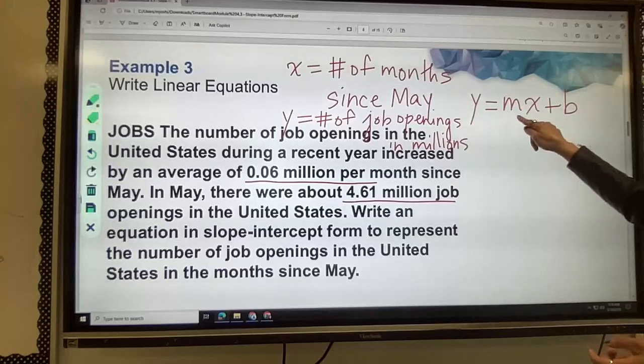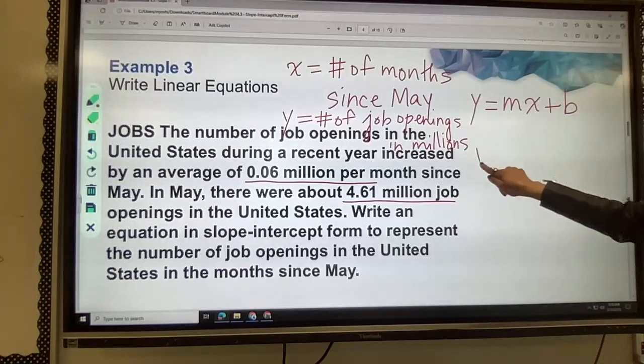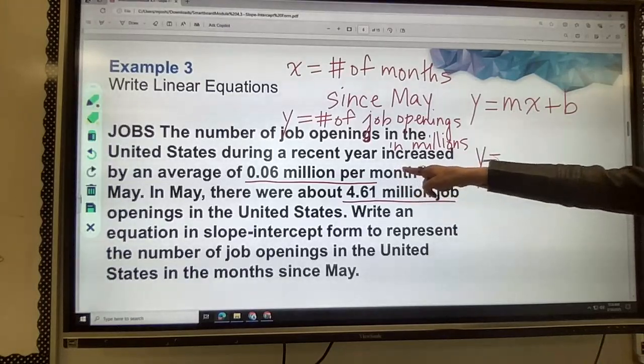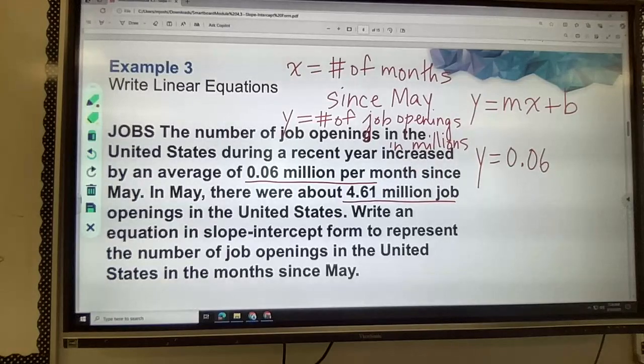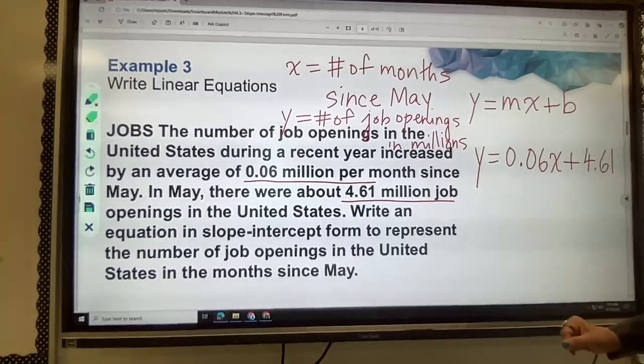So this is going to be my slope, which is 600. So my m is this slope over here, so y is equal to 600 million per month x plus, what is my y-intercept? It's where my x is 0. And so my y-intercept is 4 and 6100. And so now I have an equation. Y is equal to 600x plus 4 and 6100 represents the number of job openings in the United States since May. There.